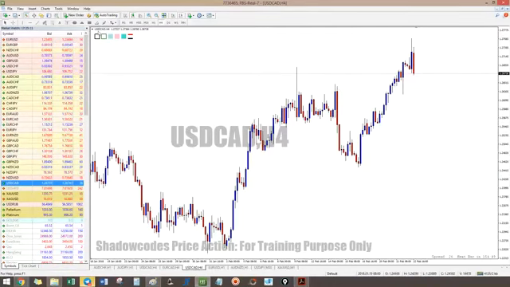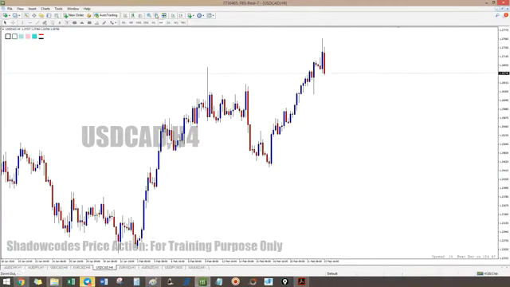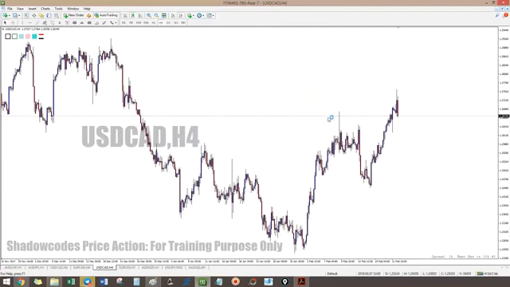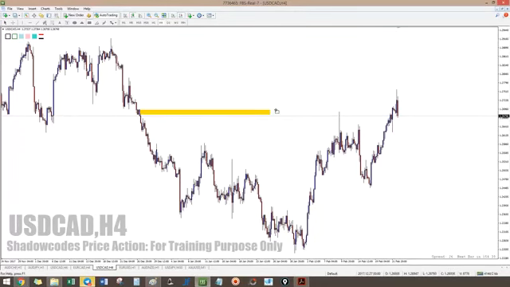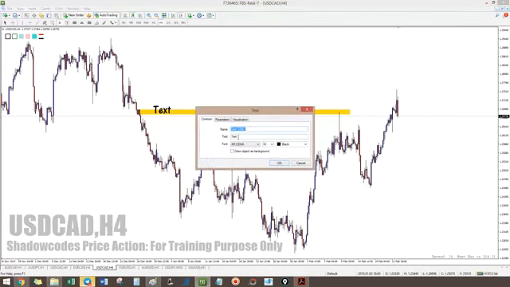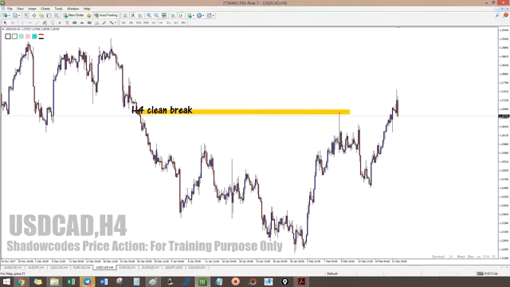Alright, H4. Let's see why price rejects here. Over here, we have our clean break in H4. We have H4 clean break, USDCHF. Once we go on H4 and drop down, or I can begin at M15. You can also begin on M15.